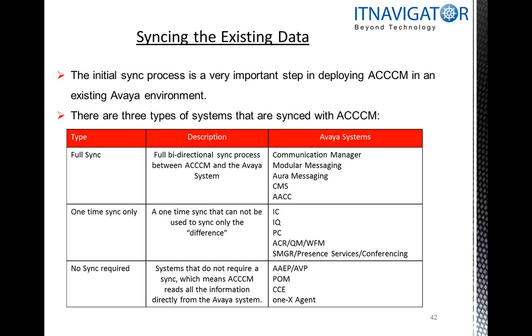The third system type is no sync required. No sync required means that Control Manager actually gets all the information directly from the external system and doesn't even store a pointer in the Control Manager database to that element. And the systems that are managed that way are Voice Portal and Experience Portal, Proactive Outreach Manager, CCE, and 1X Agent Central Management. So for these four systems, you don't need to sync anything.